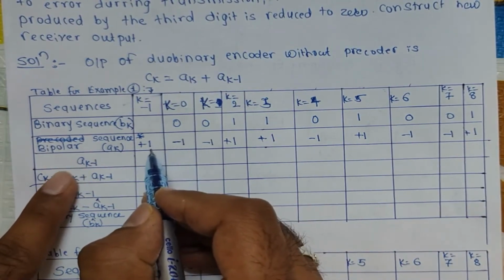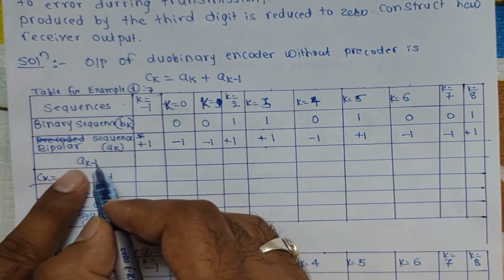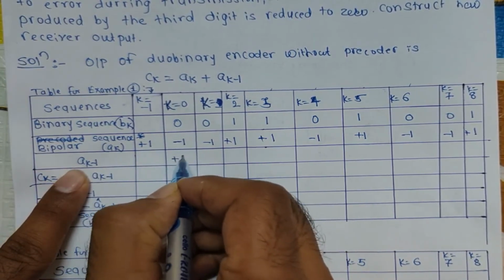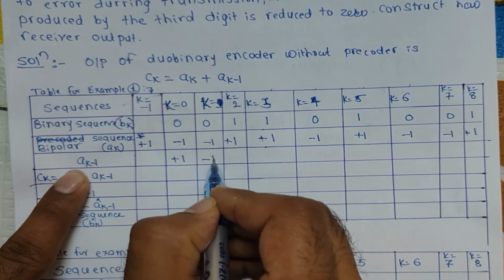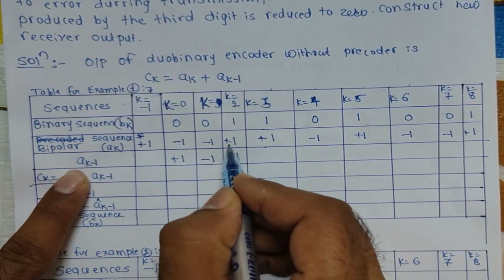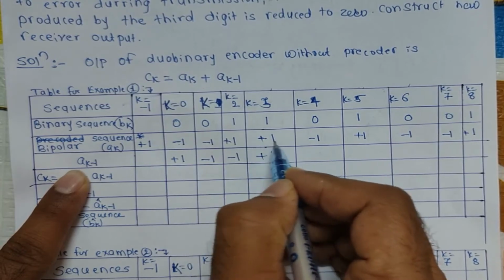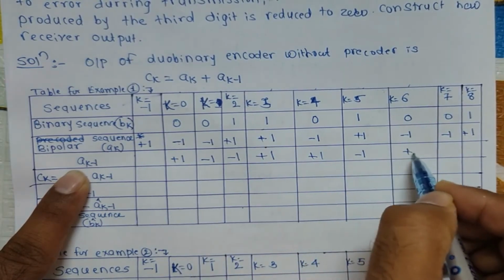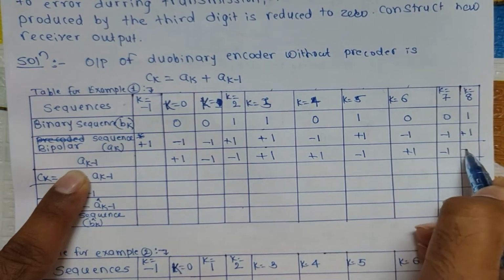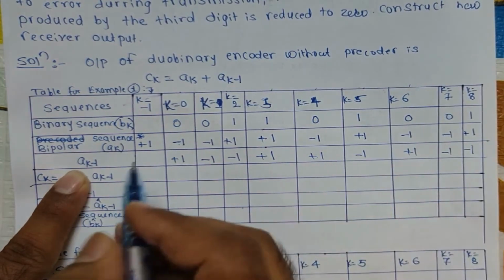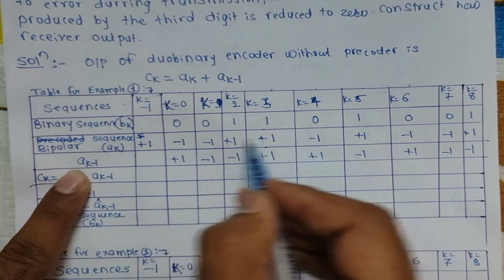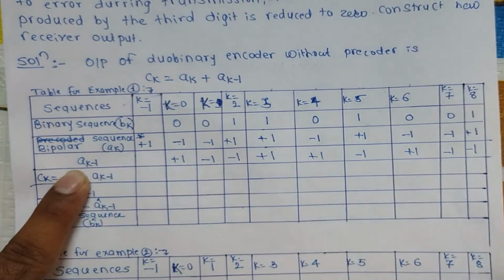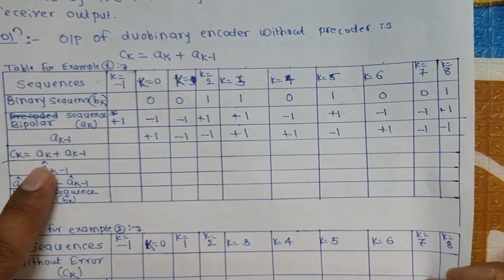Now this is the delayed version. So this +1 will be coming here. This -1 will be coming here. This -1 will be here. This +1 will be coming here. This +1 will be here. This -1 here, this +1 here, -1 here, and this -1 coming here. So this is the delayed version AK-1, delayed by one duration only, 1 TB.